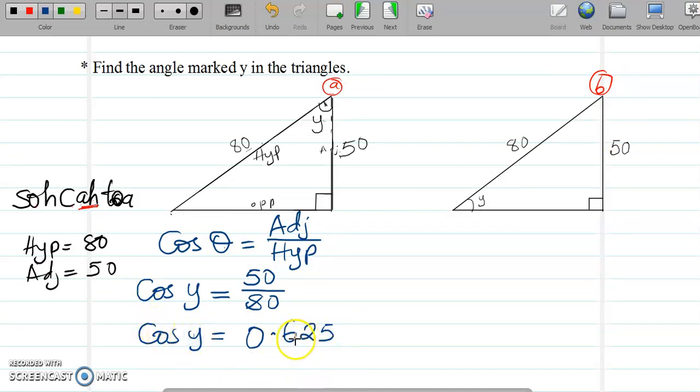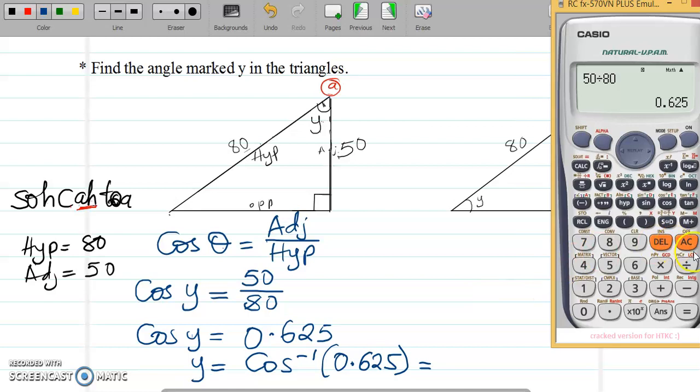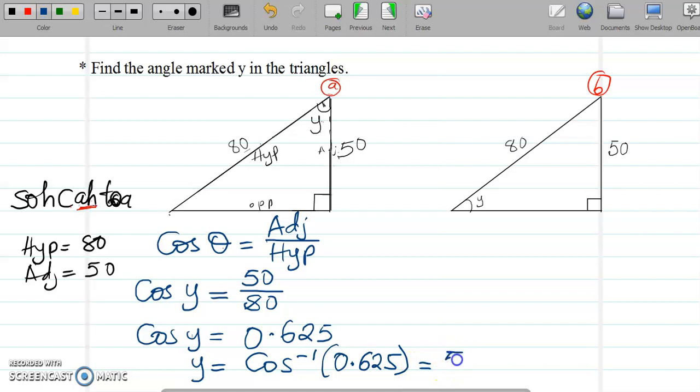Now, for me to find the angle that gives us this, I will find the cosine inverse of 0.625. We have done that before. Look for the cos inverse, shift cos, depending on your calculator. So that gives us cos inverse of 0.625. We have that to be 51.3, or approximately 51 to the nearest degree. So this gives us 51 degrees.